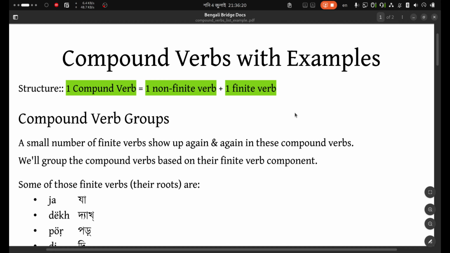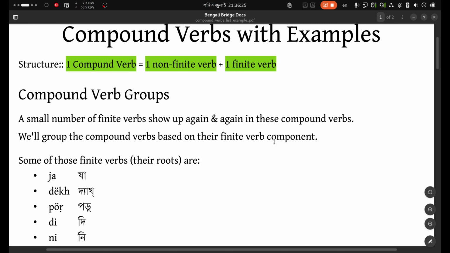So I have grouped these compound verbs based on these finite verbs. Verbs that end with ja, I have grouped them together. Verbs that end with dek, I have grouped them together, so that if you can understand the nuances of these finite verbs, you will possibly be able to understand the meaning of the compound verb as well. So our goal will be to pay attention to the nuance, not the exact meaning.